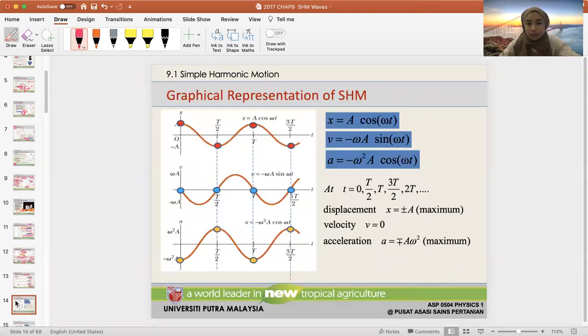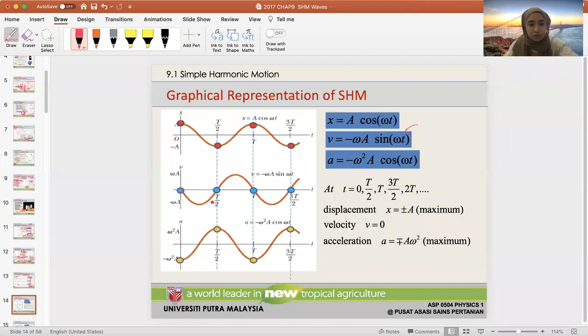Okay, this is the representation if you have x, v, and a. So x is A cosine omega t. So cosine, you know it starts from A and so on. You know how it looks. And then for v, your equation becomes A omega sine. Sine, at t equals 0, you start at 0.